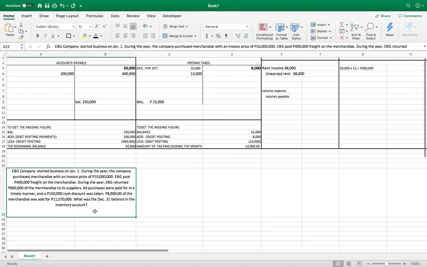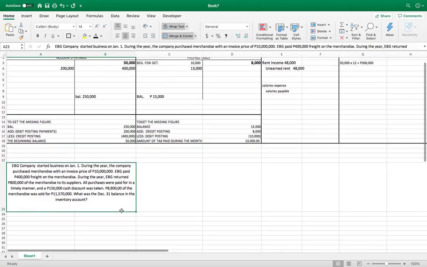Another problem is this one. Actually, this is just a repetition of what we had discussed on financial statements. So if you have memorized the formula in your financial statements, especially in the computation of your cost of goods sold, net sales, cost of goods sold, gross profit, operating income, net profit, then you will always answer this problem.